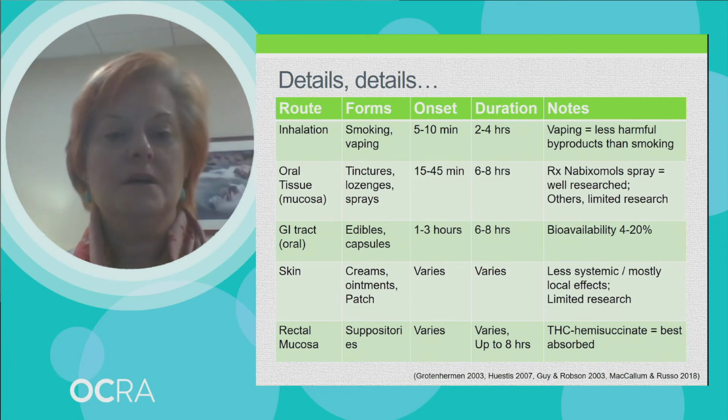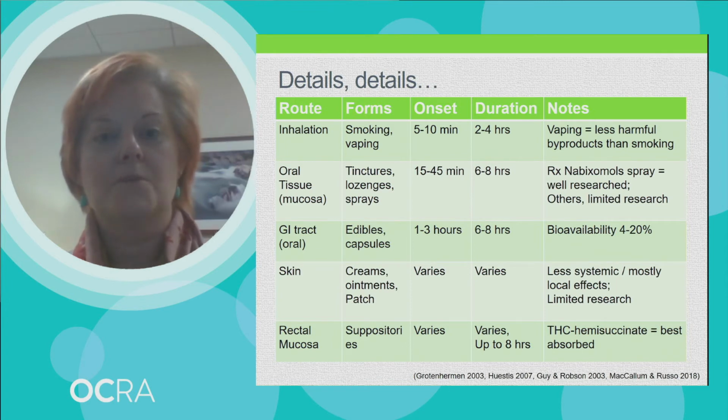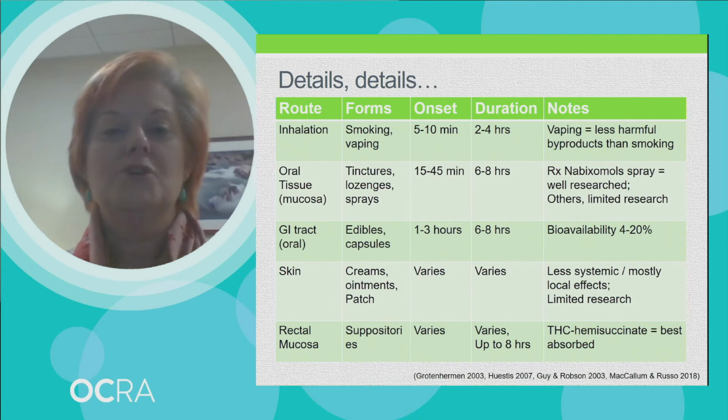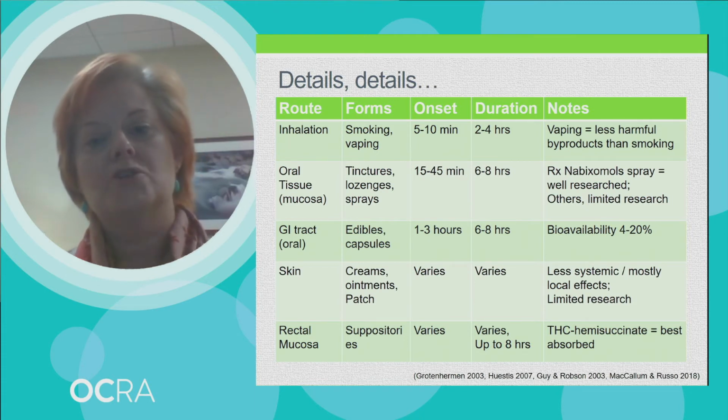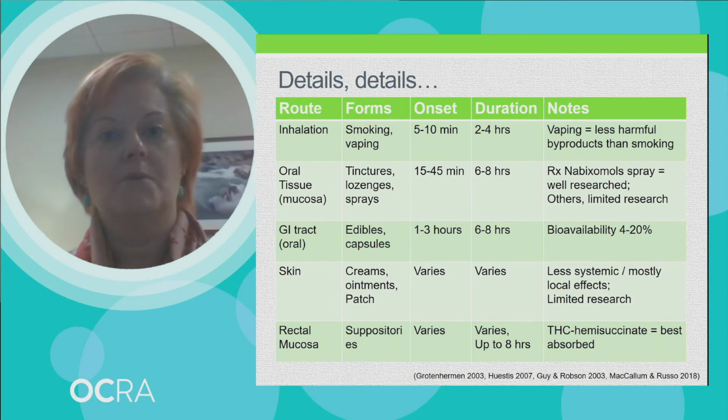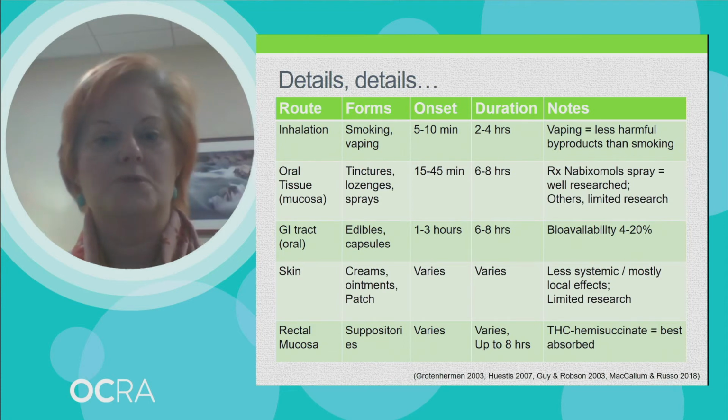There's also skin. This comes in the form of creams, ointments, or patches that can be placed onto the skin. And we don't know as much. It's very variable in terms of how quickly you would feel the effects and the duration. But we do know that skin application is much less systemic. Not very much of it gets into the bloodstream. You mostly will have local effects, but there's also really limited research on this. So we need more information to verify the degree to which cannabinoids absorb through the skin.